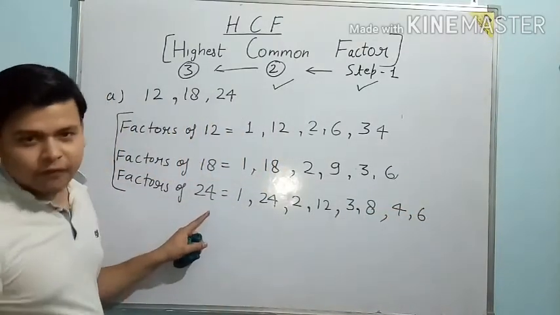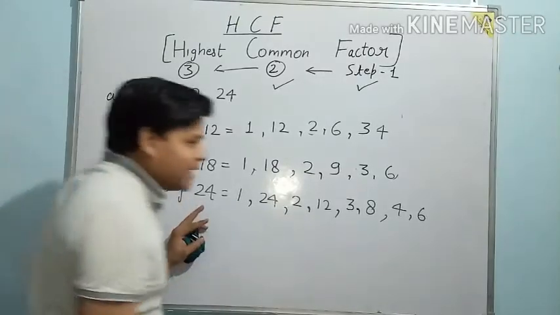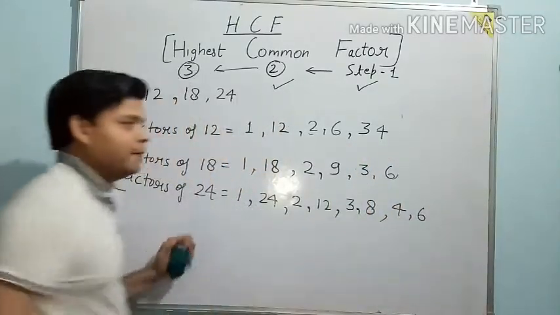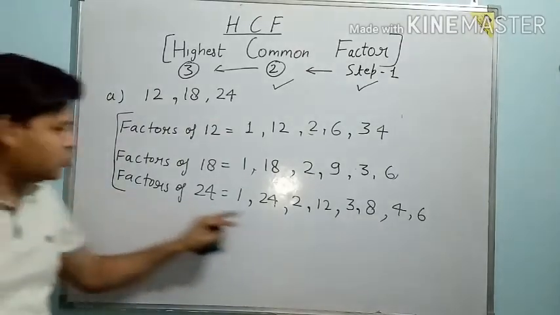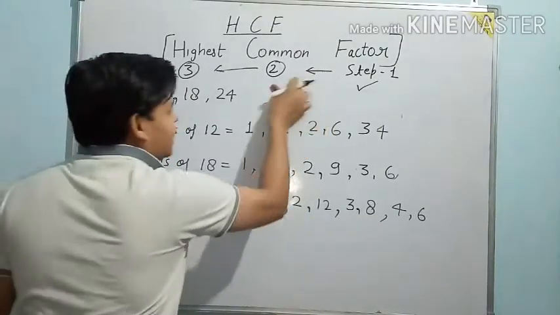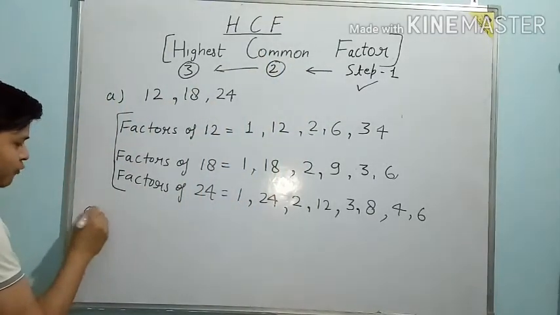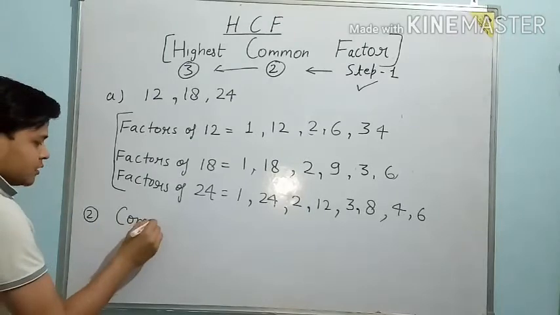After 4 comes 5, but in table of 5 we won't get 24. Next number is 6, but 6 is already done here. So that means stop here. The factors of 24 are also completed. So step 1 is done. Next step is common. So here in step 2 we have to find out the common factors.